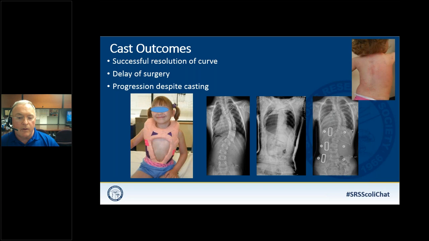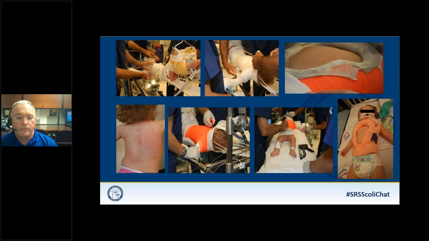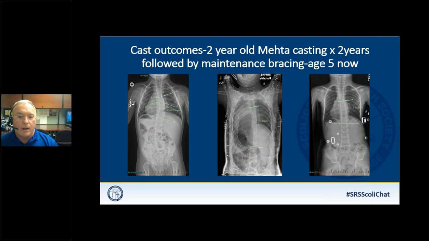But certainly in some cases, we can buy 1 or 2 or 3 years, and instead of a patient having surgery at the age of 2 or 3 or 4, we might be able to get them out to 5, 6, 7 or even longer. So there, it definitely has a role to delay surgery and to delay progression. Cast outcomes are, as I said, highly variable depending on the stiffness of the curve and the age of the patient and the initial size. But in some cases, we can treat quite successfully to the point where we can do maintenance bracing, and that patient can avoid the surgery.